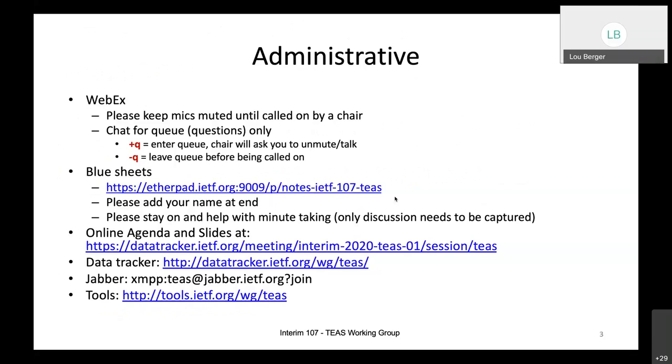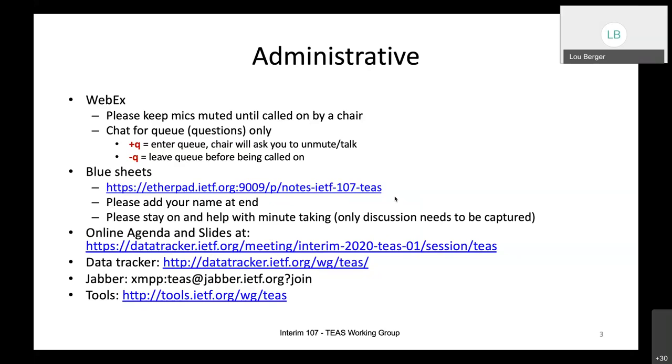So some administrative pieces, and hopefully this ended up in the chat that everyone can see. The slides are all posted at this interim link. Etherpad, please join the Etherpad. It's actually really important this time, and at least add your name to the end. That's where our virtual blue sheet exists. And once you're there, please stay around and add any notes to each of the slots. You don't have to take notes on what is being presented on the slides, just the conversation that happens afterwards. Really appreciate your contribution there. And by the way, thank you very much for showing up for the interim.